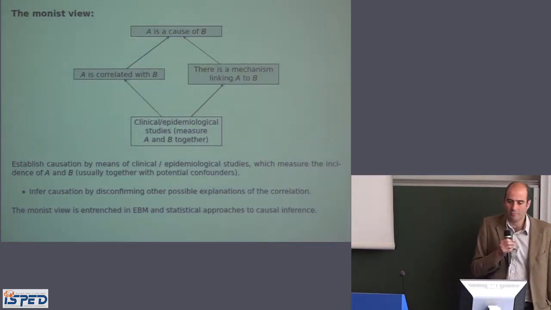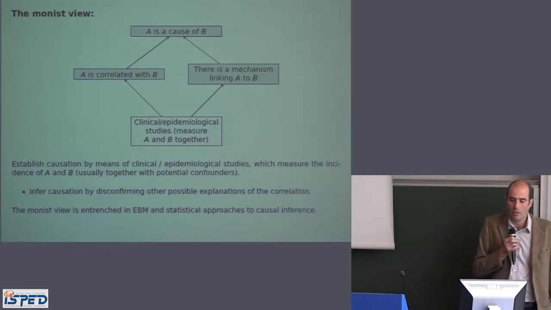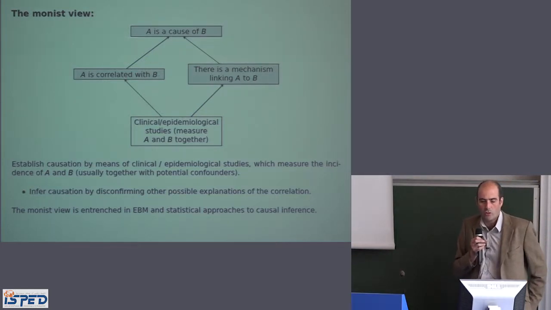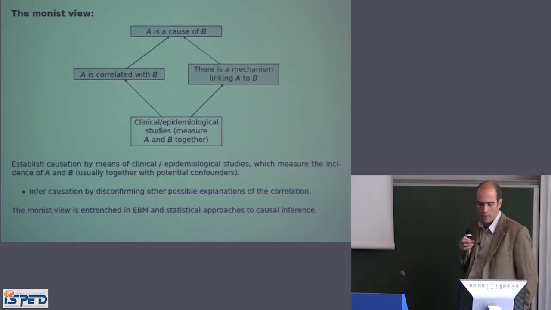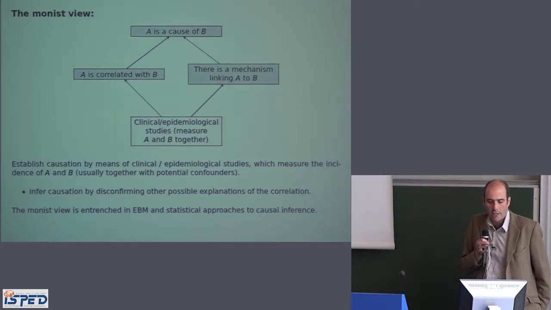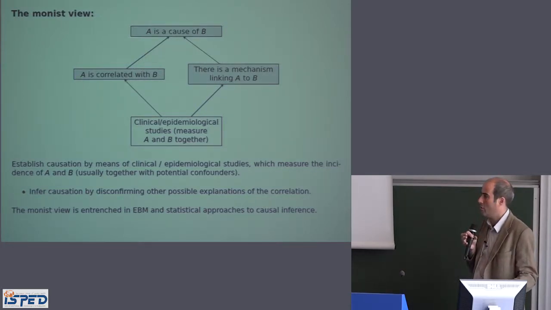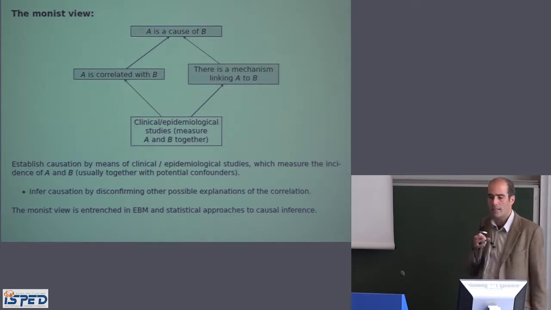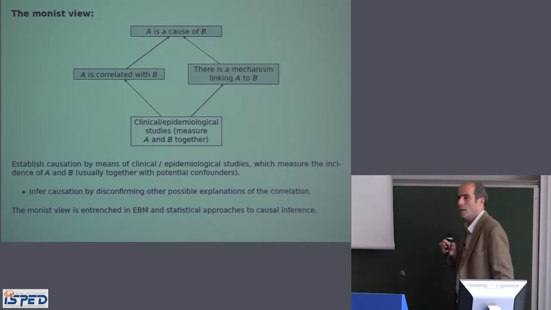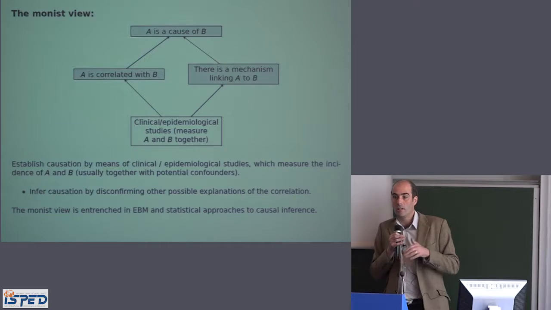So here's the monist view. The way to establish existence of correlation and existence of a mechanism is by careful use of clinical or epidemiological studies that measure these variables together, A and B together with potential confounders. And the way you infer causation is you disconfirm other possible explanations of the correlation. So you establish that there is a correlation, and then indirectly you establish that there's a mechanism linking A to B by ruling out in turn all these other potential explanations of the correlation that I showed you earlier.